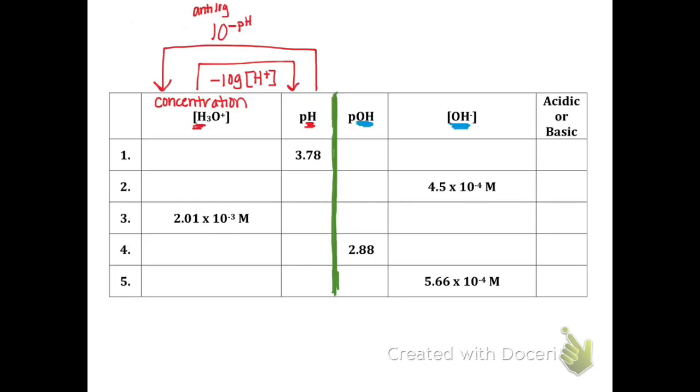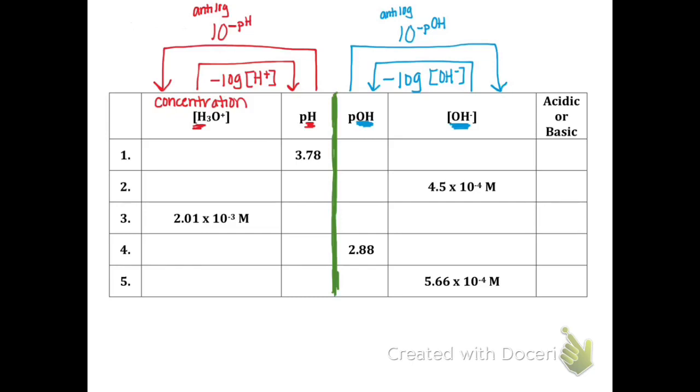The same thing, okay, looks the same on the other side. If you have concentration and you want to know pOH, you're going to use negative log of the hydroxide concentration. So you can go from here to here. Now, if you want to go backwards, if you have pOH and you want to know the hydroxide concentration, then you're going to be using your anti-log, which looks like 10 to the negative pOH. Remember, this is anti-log, which is second log on your calculator.